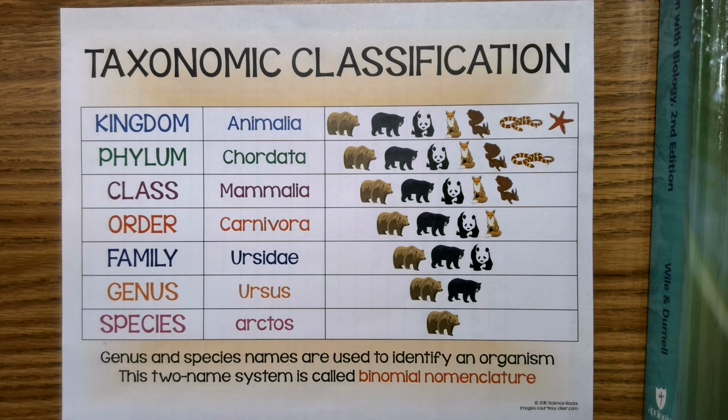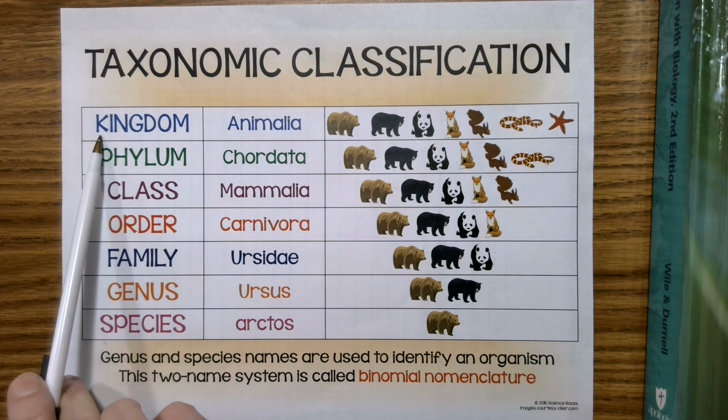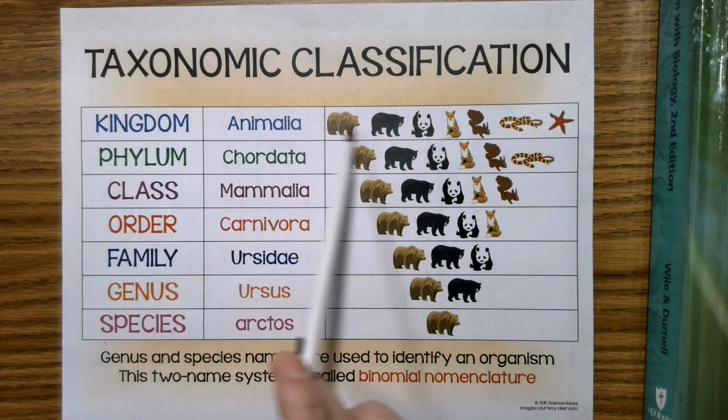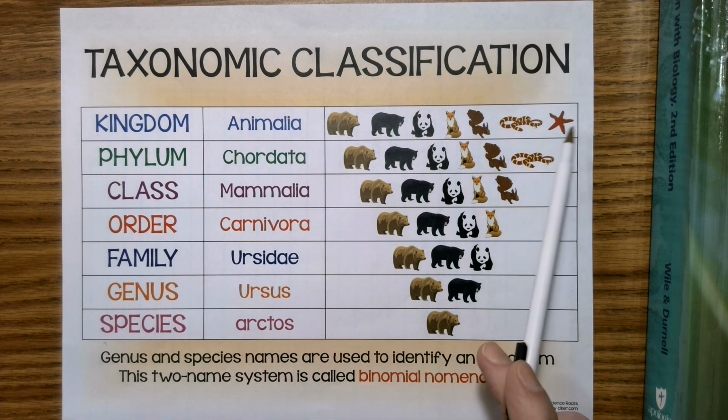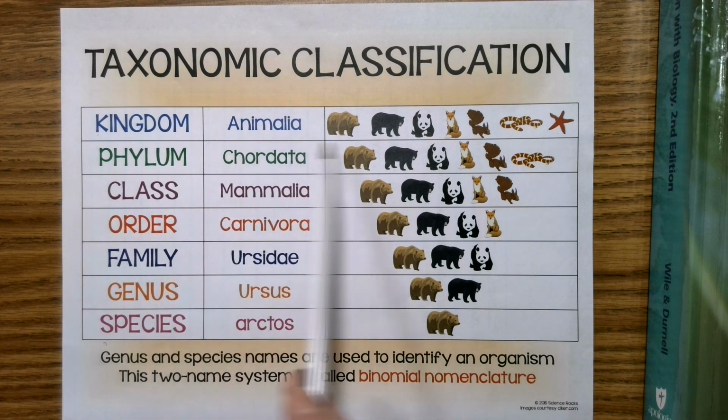This sheet I also sent home with you. As you can see here, this is a pyramid of classification. And if you remember going down, starting with a kingdom, as you can see, it starts out extremely broad. Here we go from, this is kingdom Animalia, and we have a bear all the way down to a starfish. So it's very broad as we start out with the kingdoms.